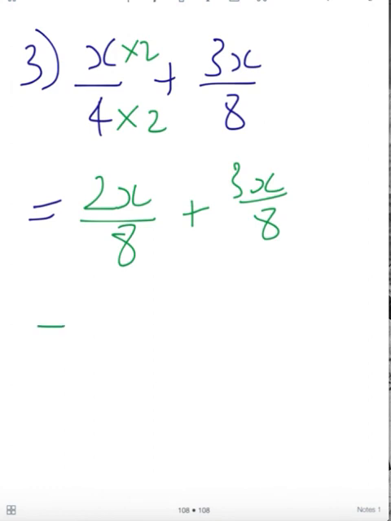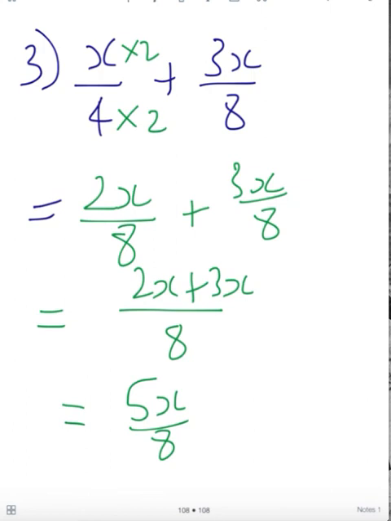Now write them over the same denominator. So we've got them over 8. And I now have 2x plus 3x. Now check and see, can we add 2x plus 3x? Yes, we can. That gives us 5x over 8. And we're done. Always double check. Can we simplify the 5 and 8? No, we can't. There's nothing that can go into both of them. So you stop there.